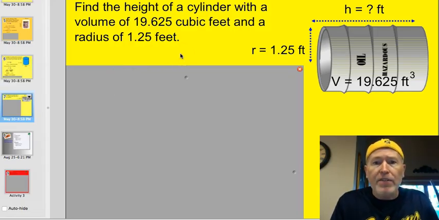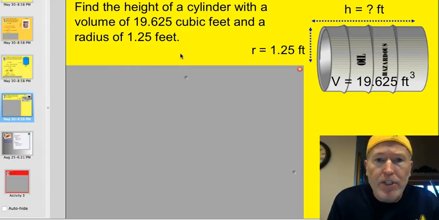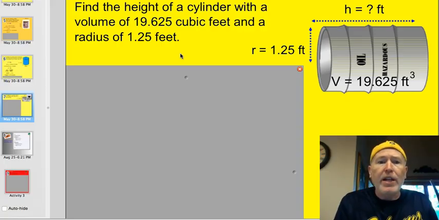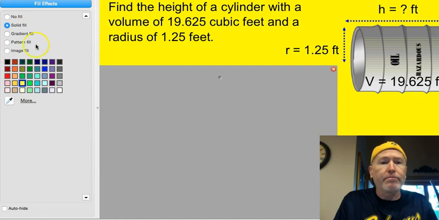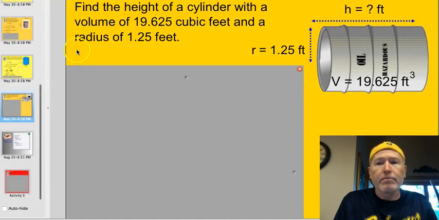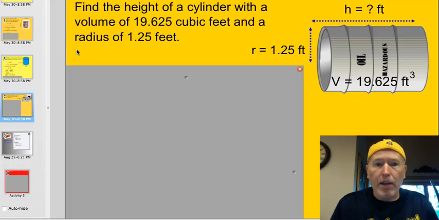All right, find the height of a cylinder with a volume of 19.625 feet and a radius of 1.25 feet. Go ahead and take a minute to do that while I change the color of the slide. All right, let's see how you did.